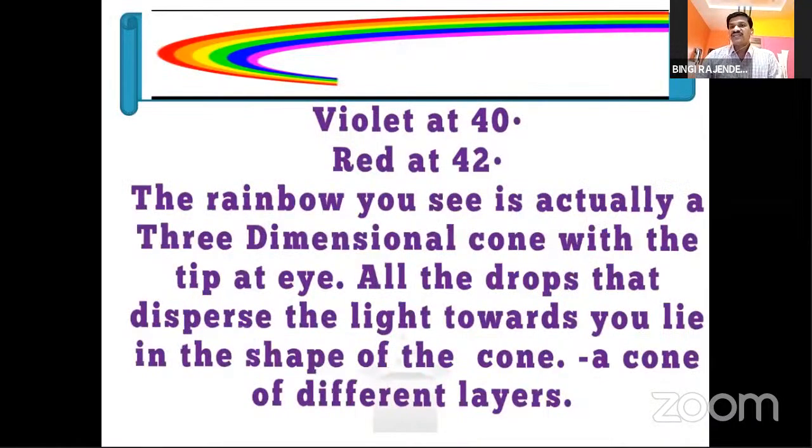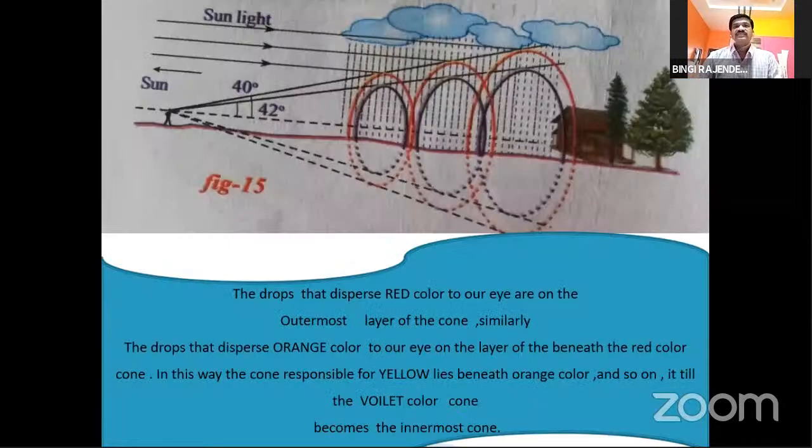At the maximum 42 degrees, we can see the bright rainbow. Violet at 40 degrees and red at 42 degrees. The rainbow you see is actually a 3-dimensional cone with the tip at the eye. All the drops that disperse the light towards you lie in the shape of a cone, a cone of different layers. Here we observe in figure 16 that at the angle of 40 degrees we can observe the violet color, and at the angle of 42 degrees, we can observe the red color.